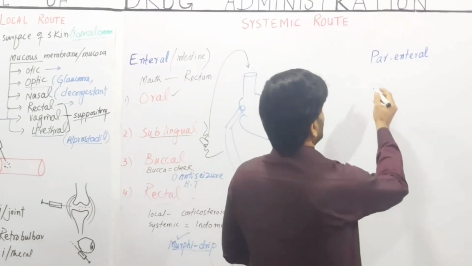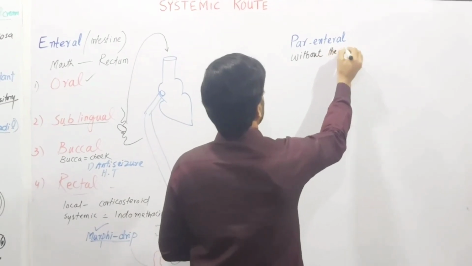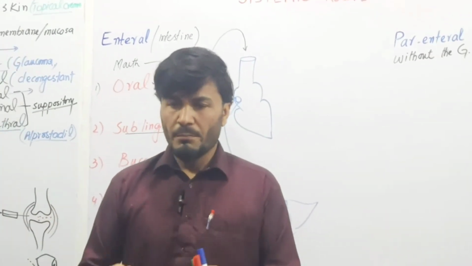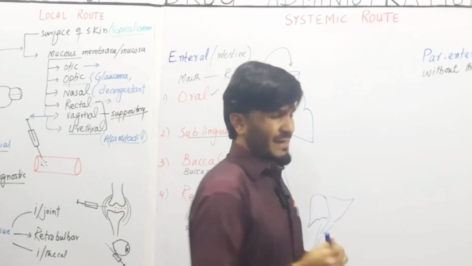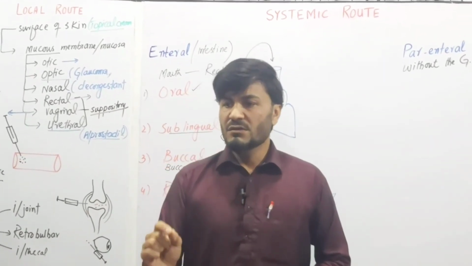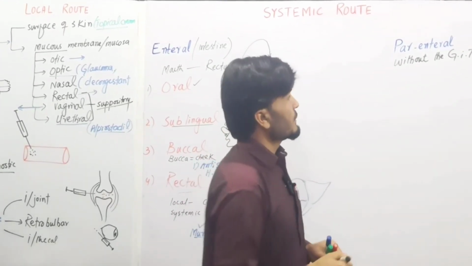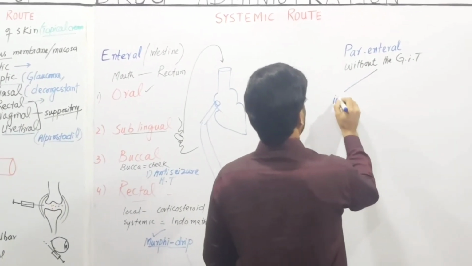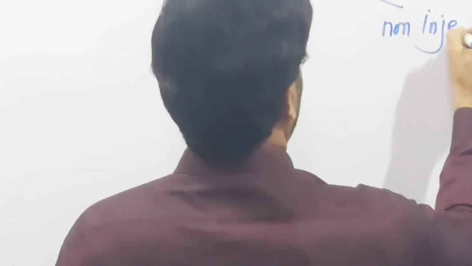Systemic route, that is parenteral. The word parenteral means without the gastrointestinal tract. This means that the drug bypasses the entire digestive tract, the enteral route. Practically the word parenteral is synonymously used for injection, but the parenteral route is classified both into the injectable form of the drug, that is injections, and the other, the non-injectable route.